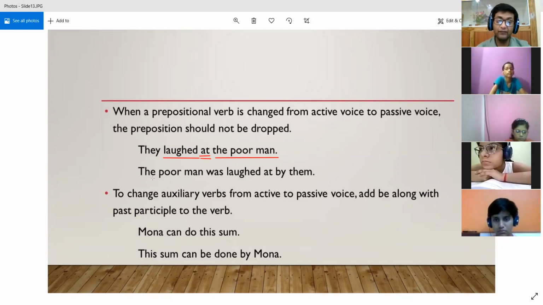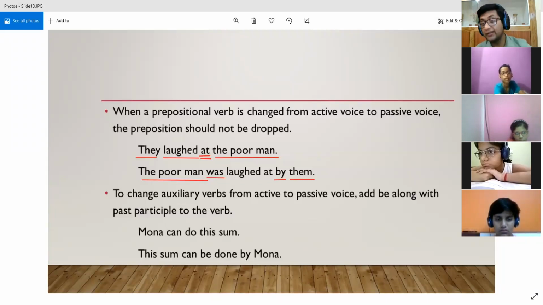So naturally, the poor man will become the subject of the passive voice. And they, that was the subject in the active voice, is going to become the object in the passive voice. So the object form of they is them. So it has been converted to them. By has been placed as a rule. And since it was in the simple past, that is why we have placed was as the correct form of the be verb. And laughed is already the third form of the verb laugh. So we have placed laughed also. And this at has not been eliminated. That is what we are talking about. So it will be the poor man was laughed at by them.